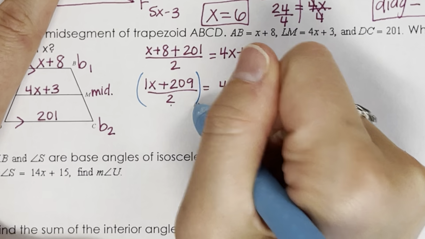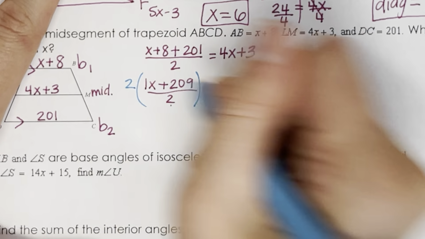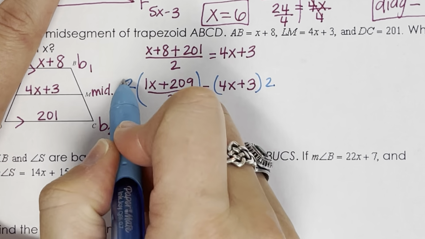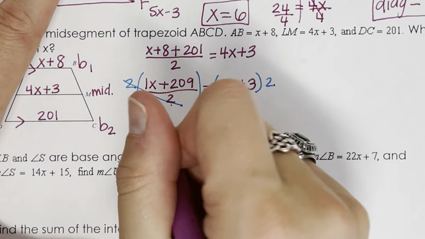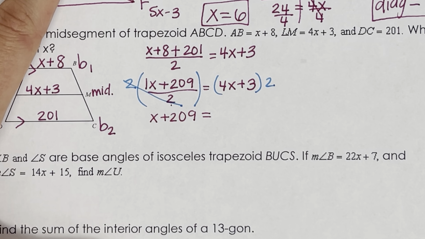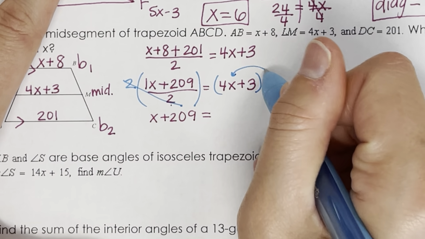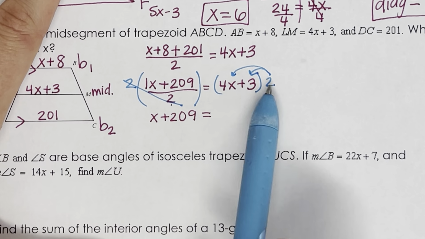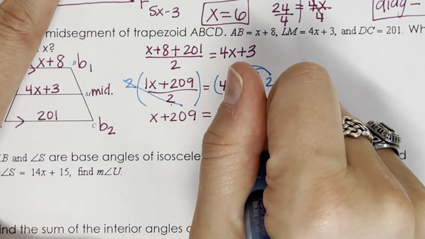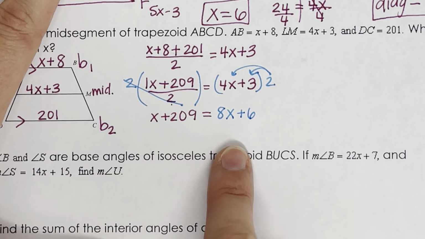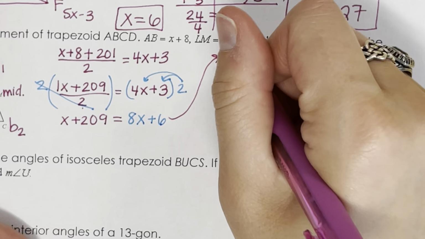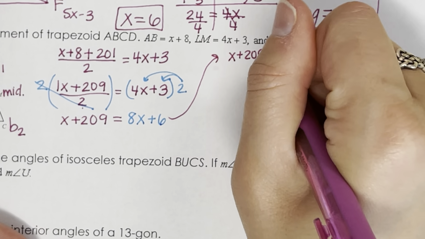I like to multiply, so I'm going to multiply mine. Multiply this whole thing on the left by 2, multiply the whole thing on the right by 2. These 2's will cancel. I'm left with just x plus 209 equals, and now on the right side, I need to distribute this 2 to everything on the inside. So 4x times 2 gives me 8x, 3 times 2 gives me 6. So now here's the equation I'm going to solve. Okay, I kind of ran out of room, so I'm going to rewrite it so I have enough room.